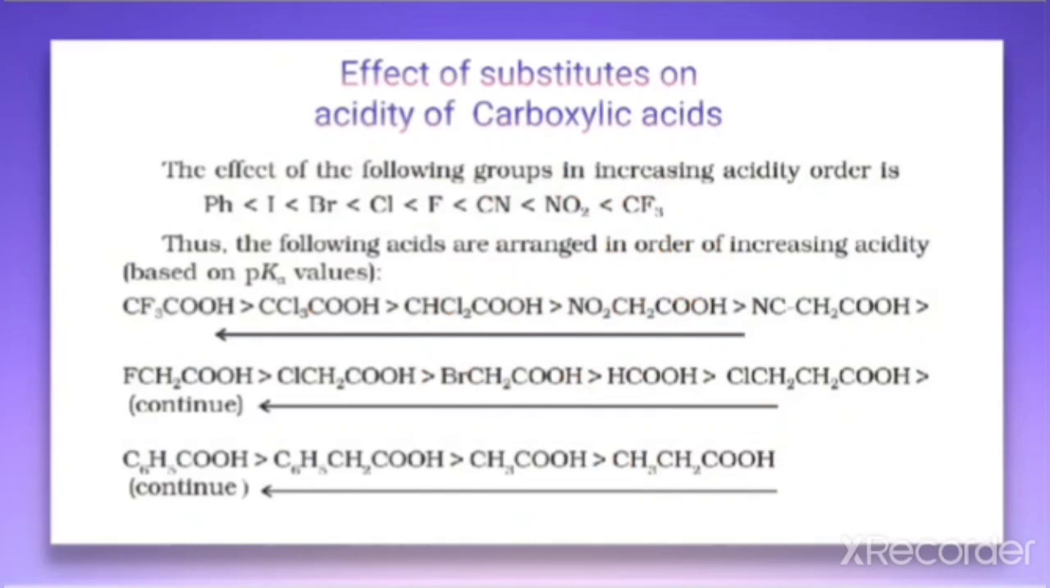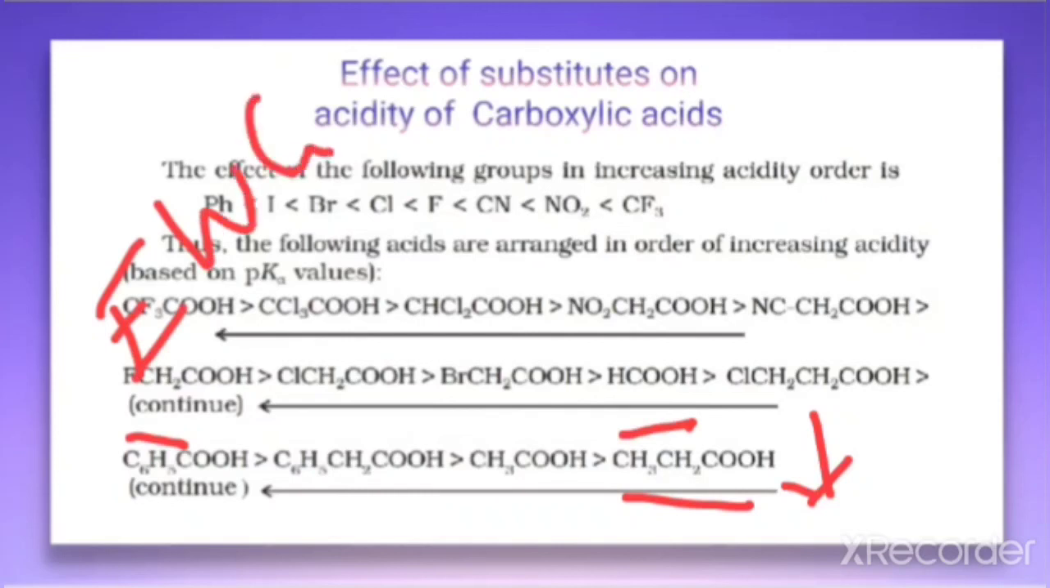Similarly, in this example there is an alkyl group, that is CH3CH2, so the acidic character is lower because it is an electron donating group. But in benzoic acid, C6H5 is considered to be an electron withdrawing group because of the resonance. So we can say that it stabilizes the carboxylate ion, due to the delocalization of negative charge by the resonance effect. So it has a greater acidic character. That's why this has the greatest acidic character, and this has the lowest.